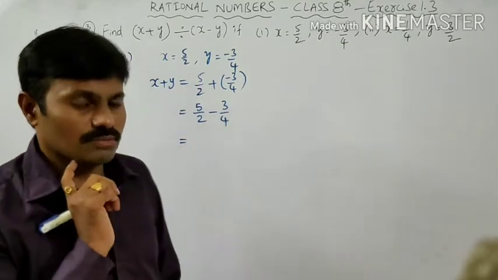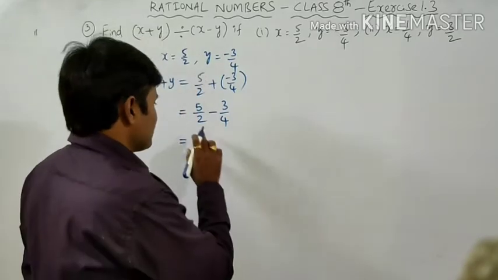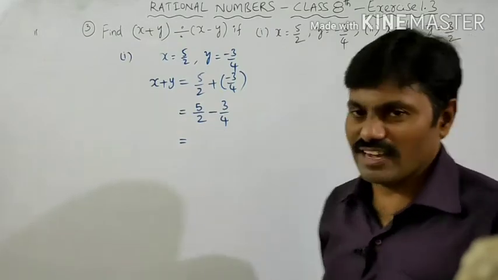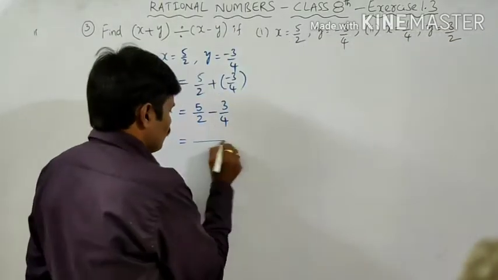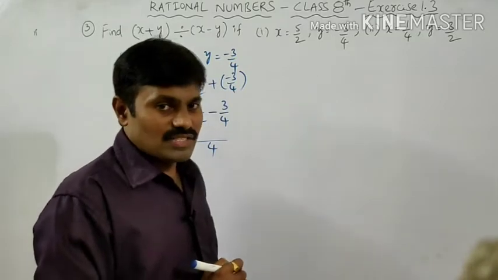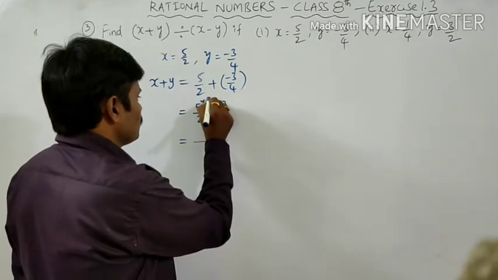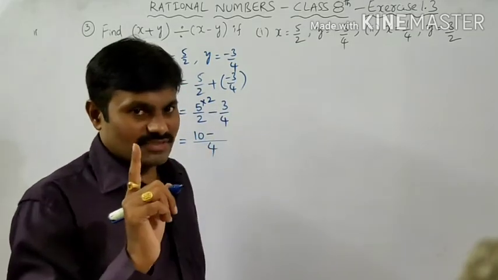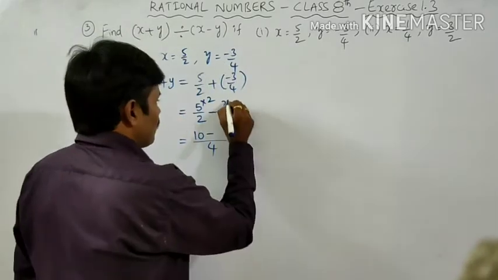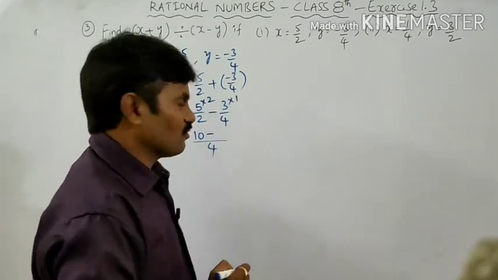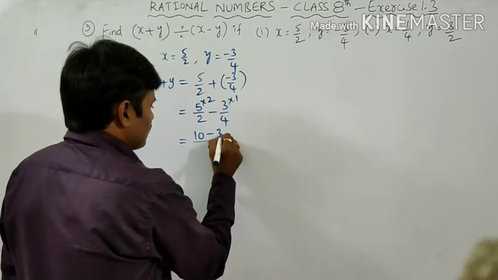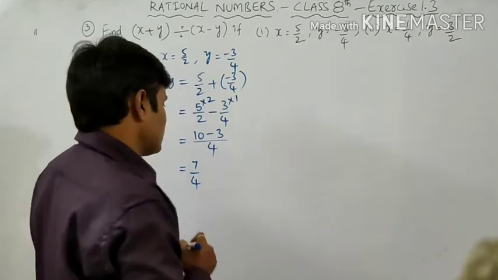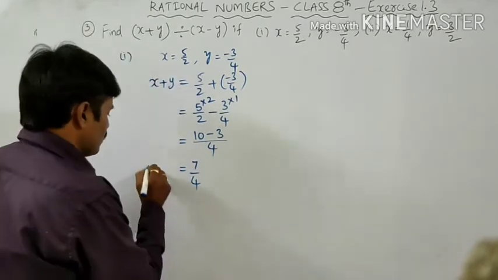We know how to simplify fractions. What is the LCM of 2 and 4? The LCM of 2 and 4 is 4 itself, because 2 divides 4 exactly. So 4 is the LCM. 2 divides 4 two times, so 5 into 2 is 10, minus 4 divides 4 one time, 4 ones are 4, so you multiply 3 by that quotient, 3 ones are 3. So 10 minus 3 is 7, whole by 4. So 7 by 4 is the value of x plus y.